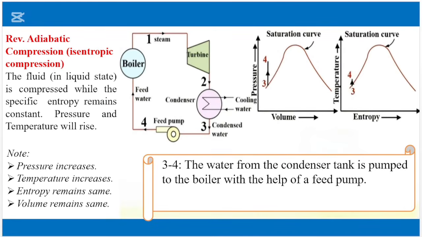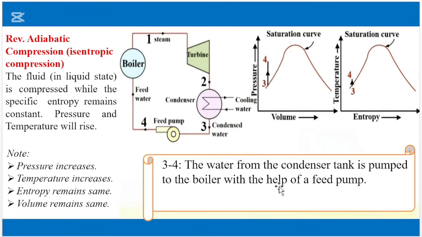So let's begin with the first one. Remember, the first one is compression. I have already informed you, compression has to be adiabatic in nature. At the same time, it has to be at constant entropy. To make it constant entropy, you have to design the system in such a way that it is adiabatic in nature. So constant entropy is also called isentropic.